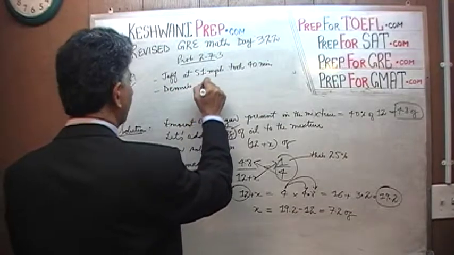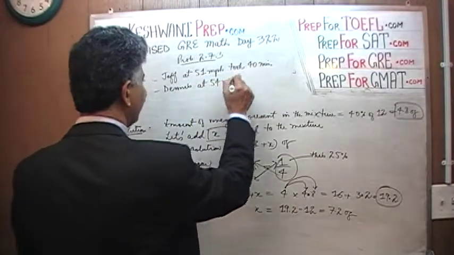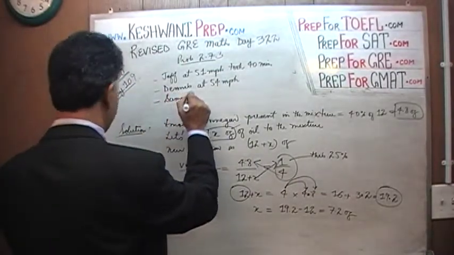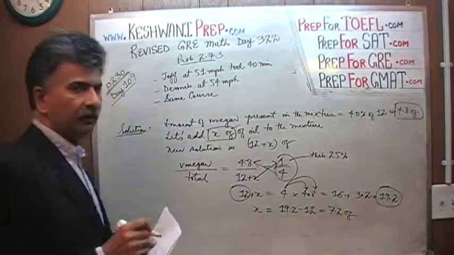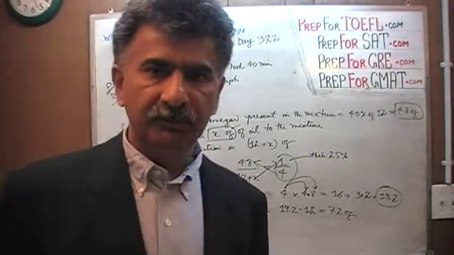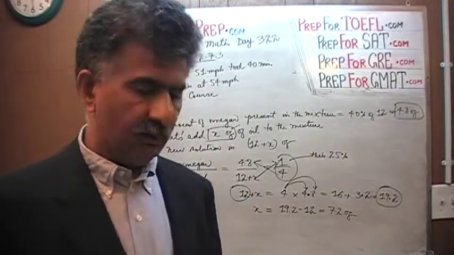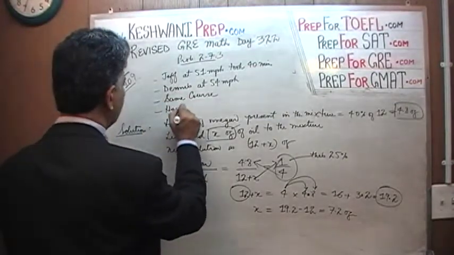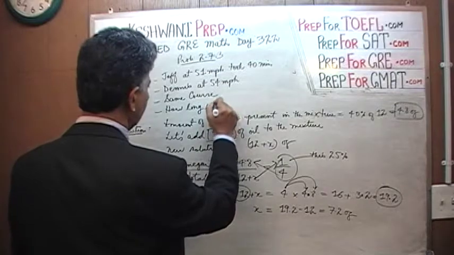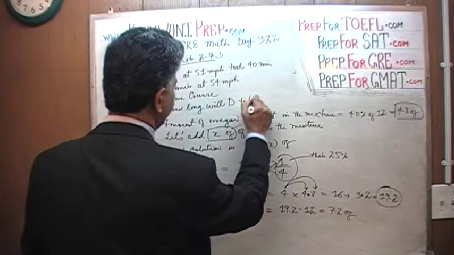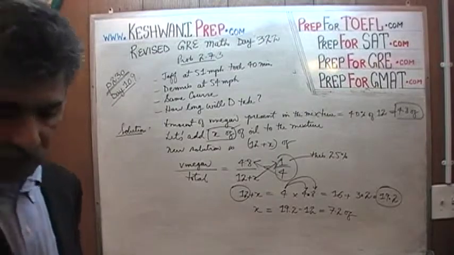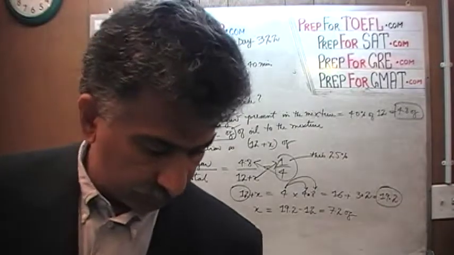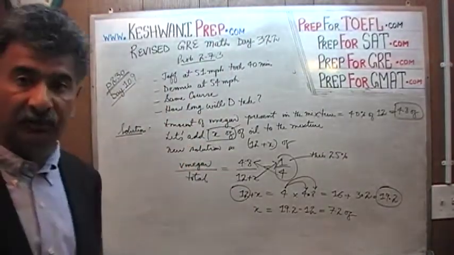Dennis, we are told, drives at 54 miles per hour. And it's very important that we understand that it is the same course. Otherwise, this problem cannot be solved. We have to have the distance be the same in order for us to find out the time the other guy is going to take. The question simply is, how long will Dennis take to drive through the same course that Jeff took 40 minutes, driving at 51 miles per hour.